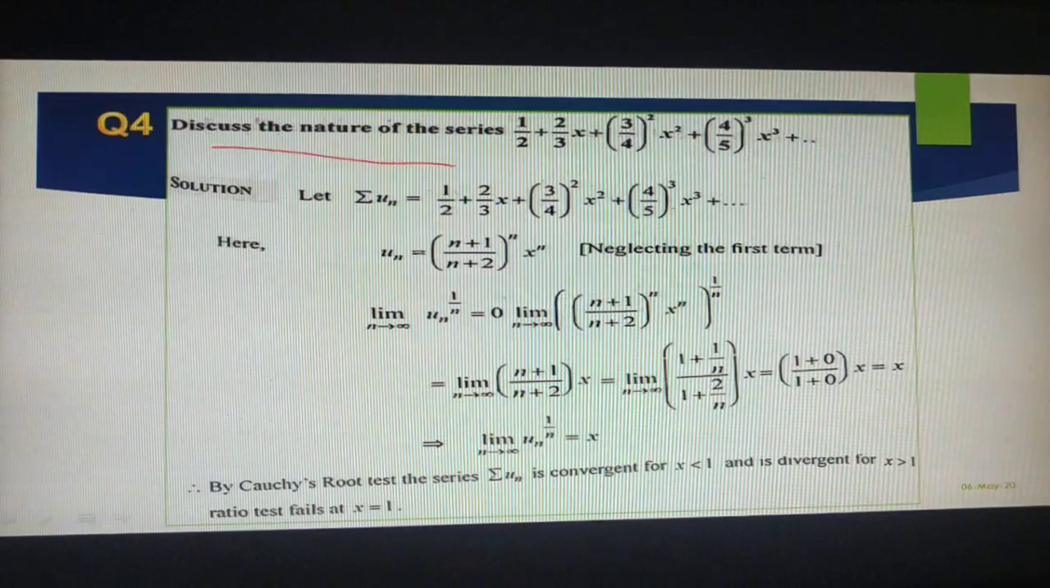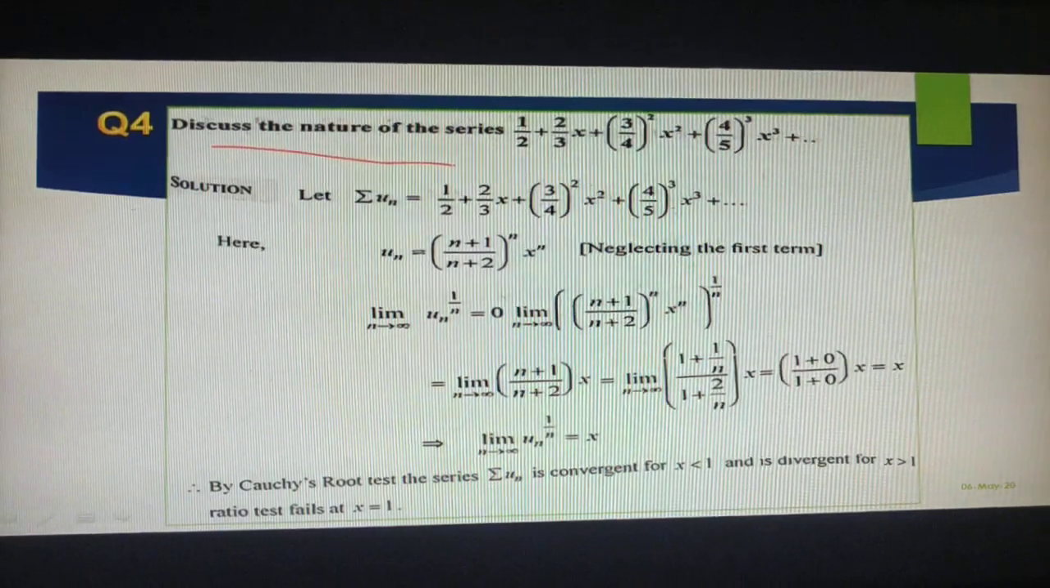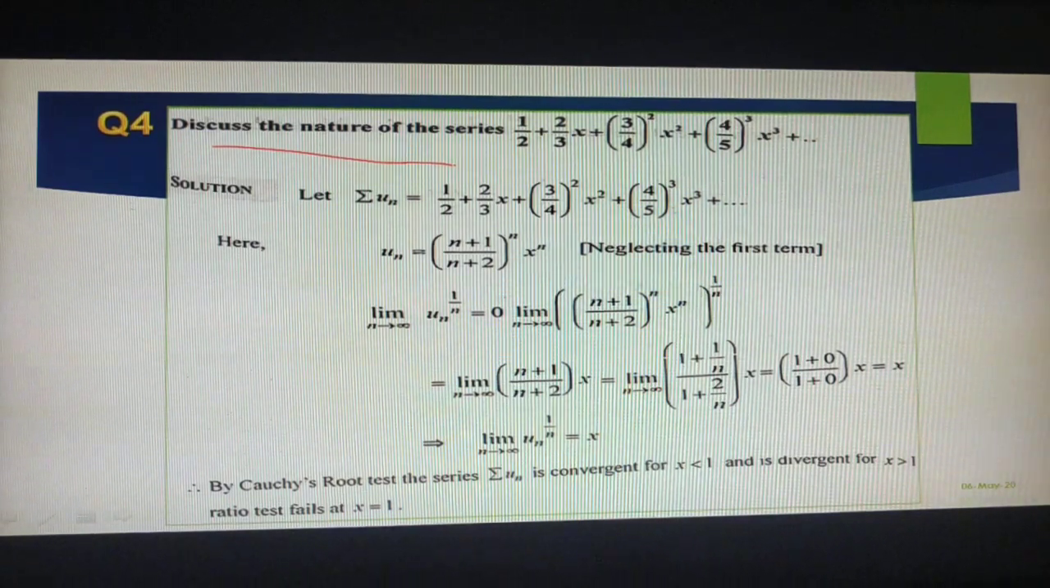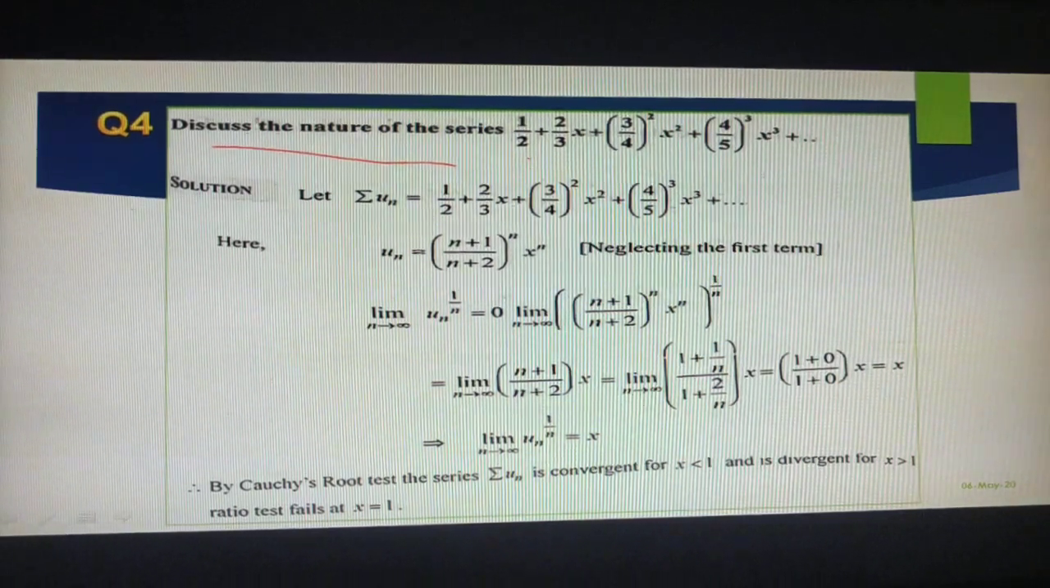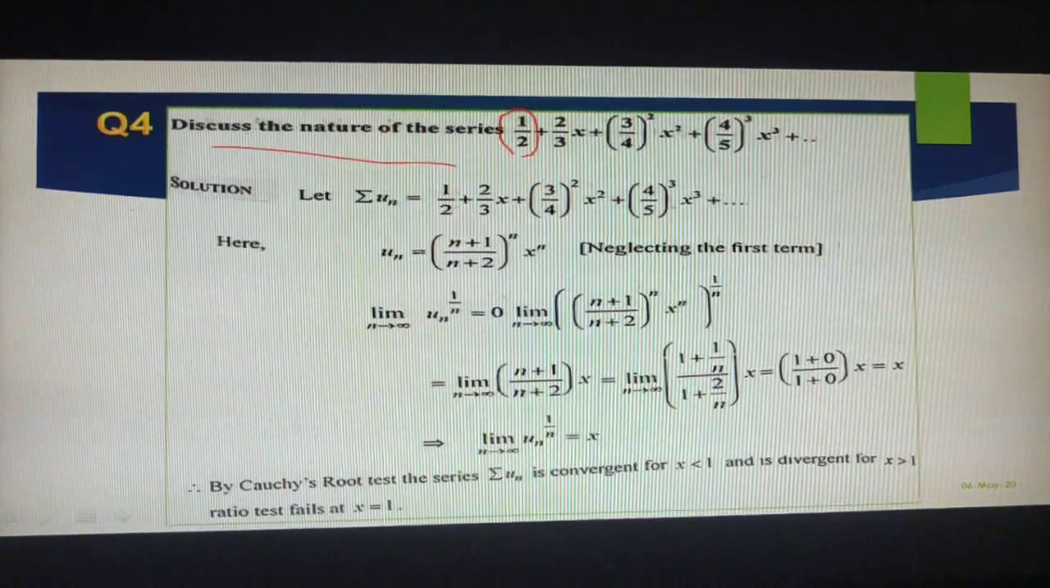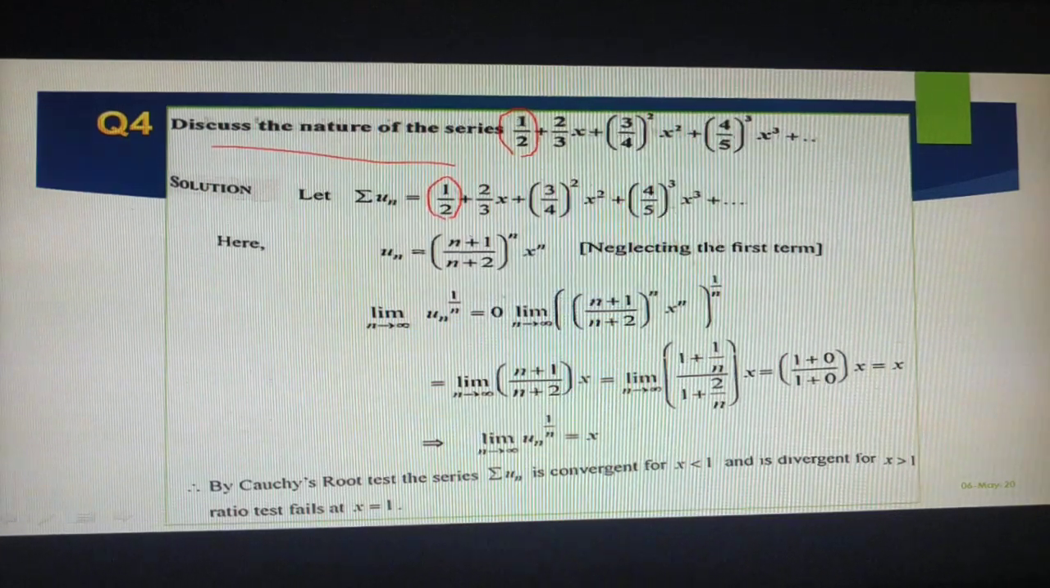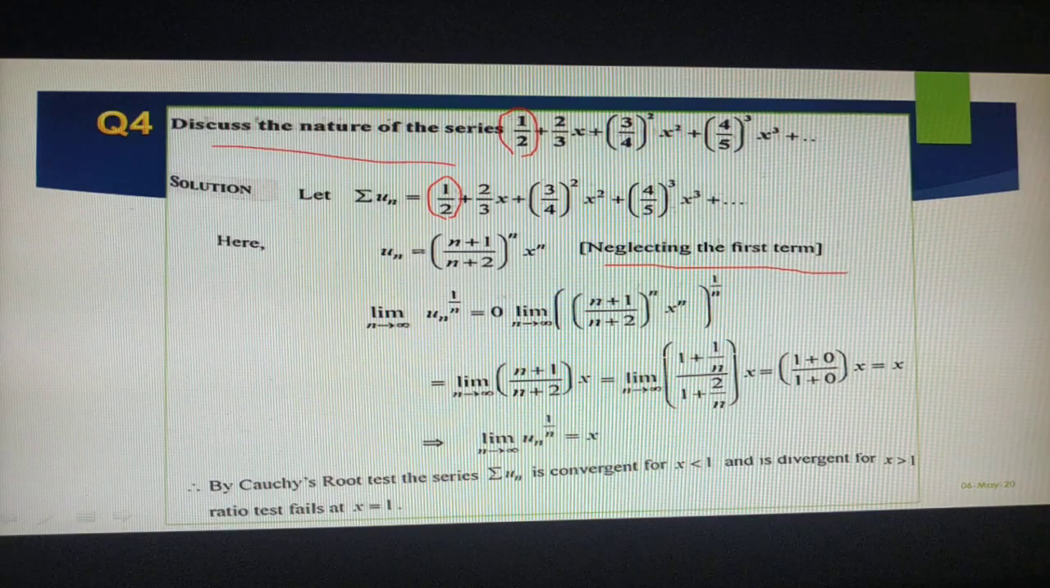So we have to test this series: 1 by 2 plus 2 by 3 into x plus 3 by 4 square x square plus 4 by 5 whole cube x cube, something like that. So in this problem, the most important thing is that you have to write your nth term. That is very important. Just by checking the first term itself, it will not give you any information to write your nth term. So you can neglect it if you want. That's why I have shown neglecting the first term.